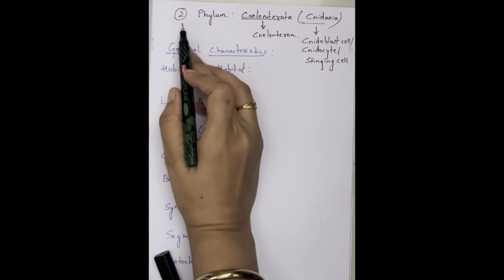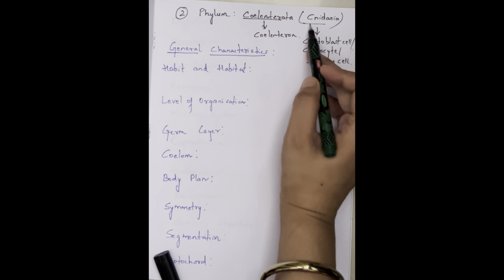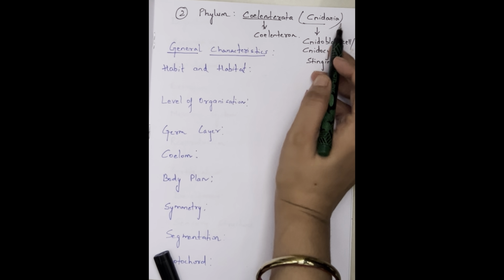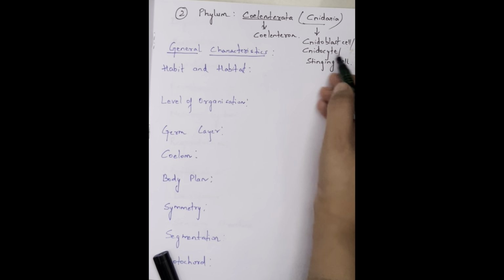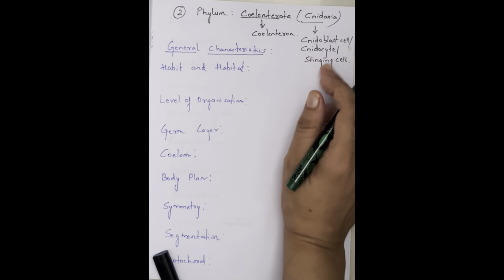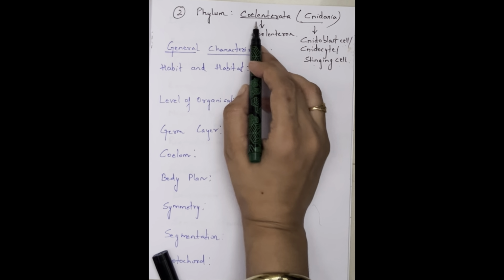Hello everyone. So the second phylum that we will discuss in this video will be Coelenterata. It is also known as Cnidaria. This word Cnidaria is given because they have cnidoblast cells, which are also known as cnidocytes or stinging cells. So they contain poison. For their defense mechanism, they have this ability.